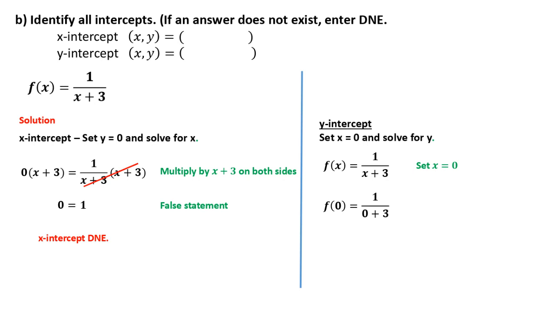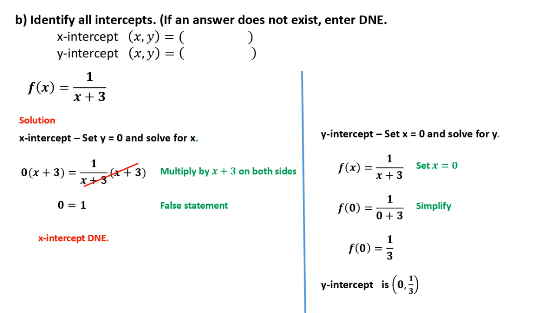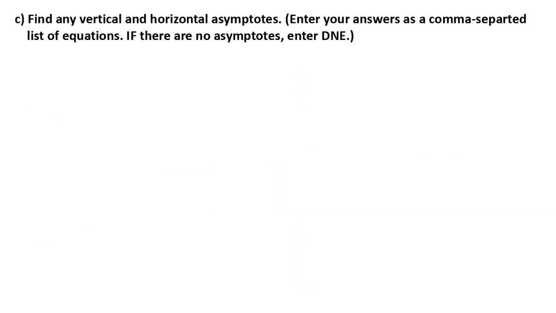Everywhere we see x, we're going to plug in 0. So we have 1 over, x is 0, 0 plus 3 is 3. So our y-intercept is 1/3, right? So y equals 1/3. So as an ordered pair, when x is equal to 0, y is equal to 1/3. Okay. Now, let's get to the good stuff. Finding vertical or horizontal asymptotes.